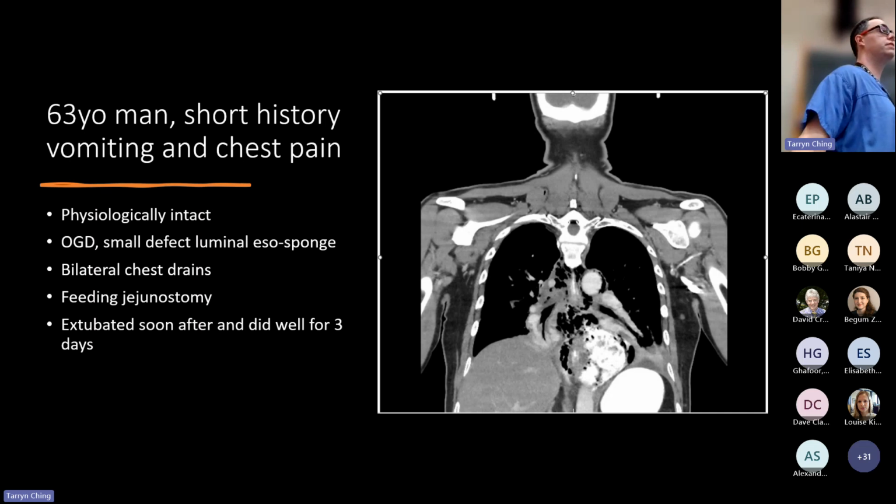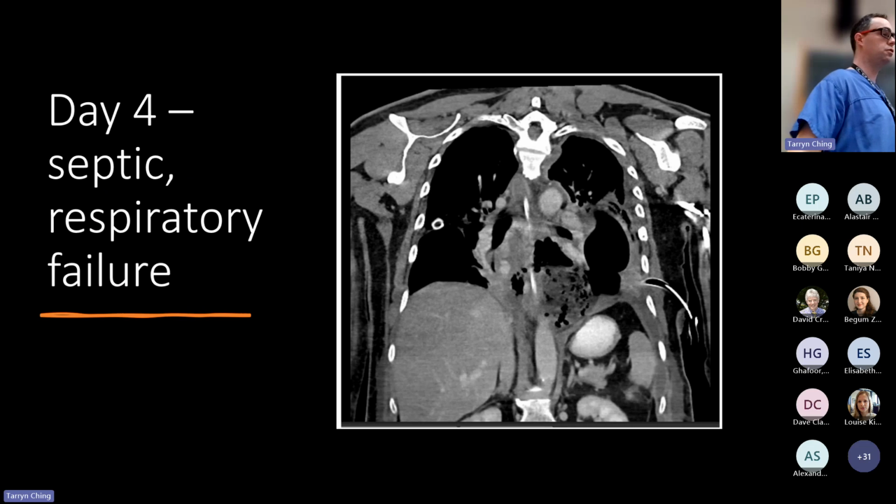So he had bilateral chest drains. He had a sponge put in the lumen of the esophagus, because there was a small hole that they couldn't get through, and then a feeding tube placed. Unfortunately, by day 4, he'd massively deteriorated, been re-intubated, and become quite septic. And we can see the CT is perhaps a little bit worse than on admission.